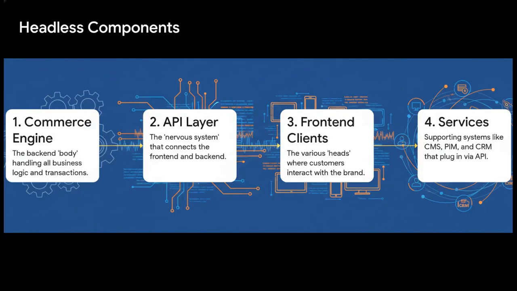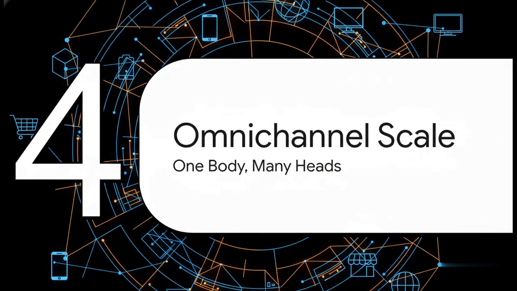So the big takeaway here is that a modern ecosystem is way more than just two parts. It's a series of distinct, specialized layers. You've got your core commerce engine, the API layer acting as the connection, all your different front-end clients, or heads, and then all your supporting services, like your CMS, your PIM, and they're all communicating through that same API nervous system.